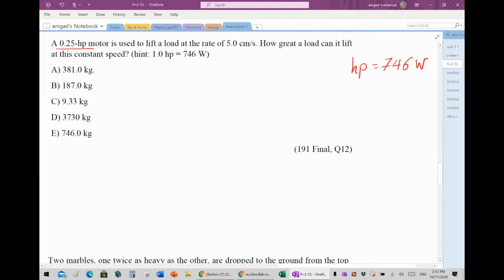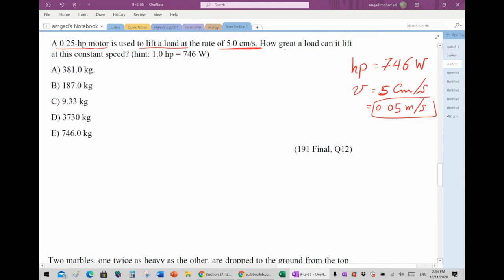A 0.25 horsepower motor is used to lift a load at a rate of 5 centimeters per second. So this is the speed. I don't like centimeters per second. How many meters per second is it? The 5 centimeters per second is how many meters per second? 0.05. Divided over 100. Okay, so it becomes 0.05 meter per second. So we have a motor that lifts a load up at this speed.